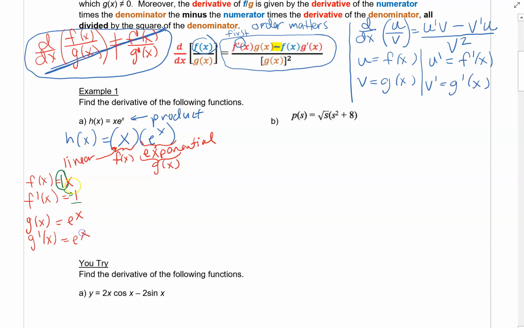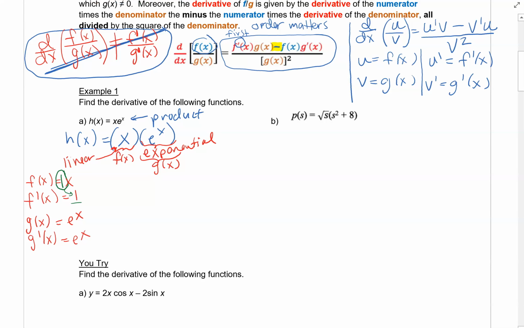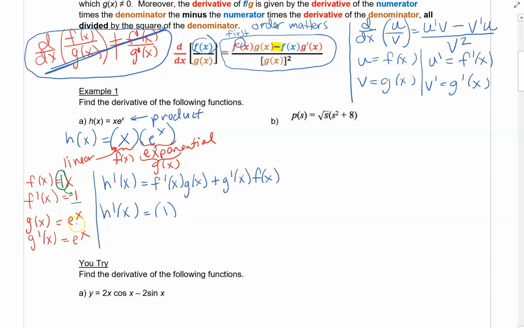So these derivatives separately are very simple. But we will need to use the product rule in order to find h prime of x. So h prime of x is going to be, maybe I'll just write out the rule first, f prime g plus g prime f. F prime of x times g of x plus g prime of x times f of x. So then f prime was just 1, g was e to the x, g prime was also e to the x, and f of x was x.